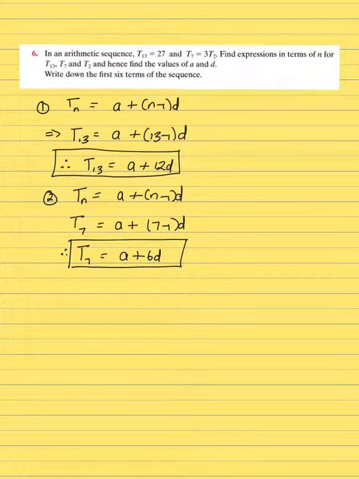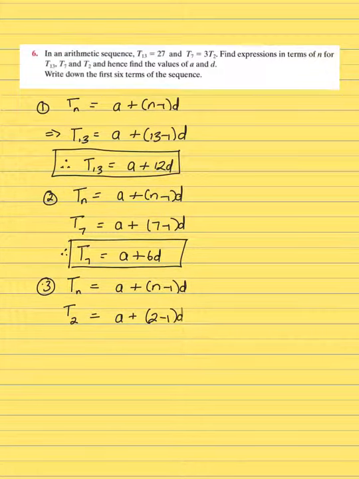Finally, we're asked to find an expression for t2 before we move on. So tn is a plus n minus 1 times d. This time n is equal to 2, so t2 is a plus 2 minus 1 times d, and therefore t2 is equal to a plus 2 minus 1 is 1, so 1 times d, or a plus d.